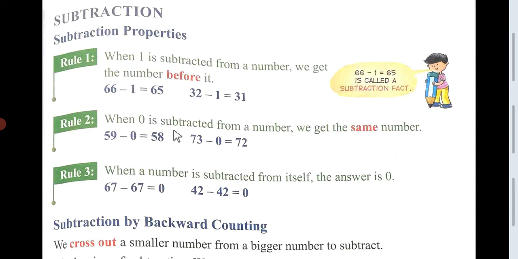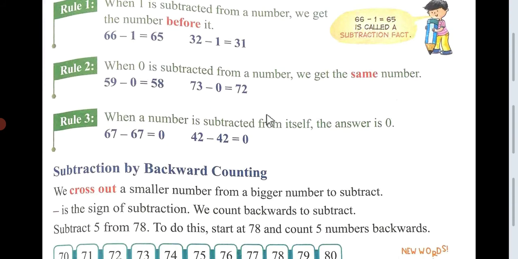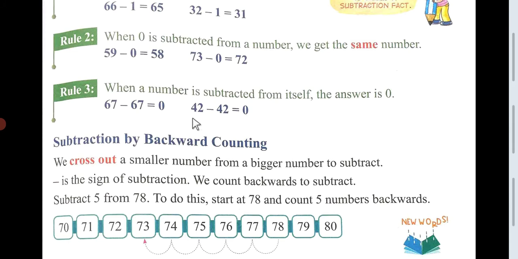Here students, I want to take your attention, please see this. Here 59 minus 0 is 58 and 73 minus 0 is 72. But here the sentence has been written, when 0 is subtracted from the number, we get the same number. So here 59 minus 0 is 59 and 73 minus 0 is 72. It is printed wrong in the book. So you make a correction that 59 minus 0 is 59 and 73 minus 0 is 73. You will get the same answer.